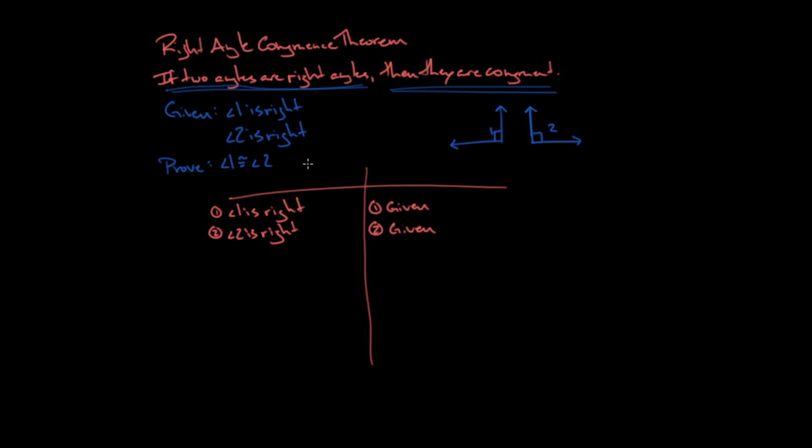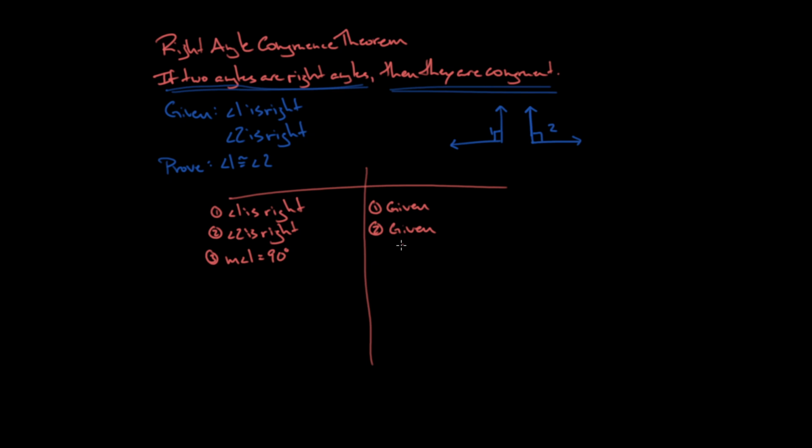And so now I'm just going to work that in reverse order to say that these two angles are congruent to each other. What I said was that I need to talk about their measures. So I have angle 1 is right and angle 2 is right. What that means is that I know their measures are both 90 degrees. So I can say that the measure of angle 1 is 90 degrees.